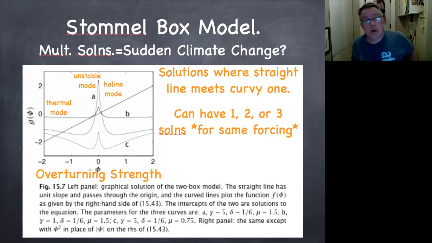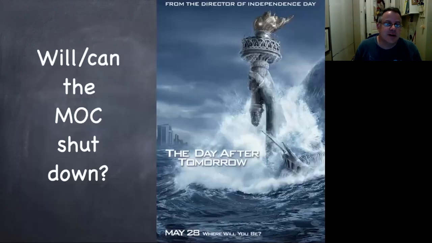So it turns out that this suggests there should be irreversibility and potentially multiple modes for the same forcing for the overturning circulation. It's not quite as clear if realistic models, rather than the simple box model, have this, but this is definitely something that people worry about. And this is in fact why The Day After Tomorrow, which we already talked about, asks whether the MOC can shut down, and this is a whole set of questions.